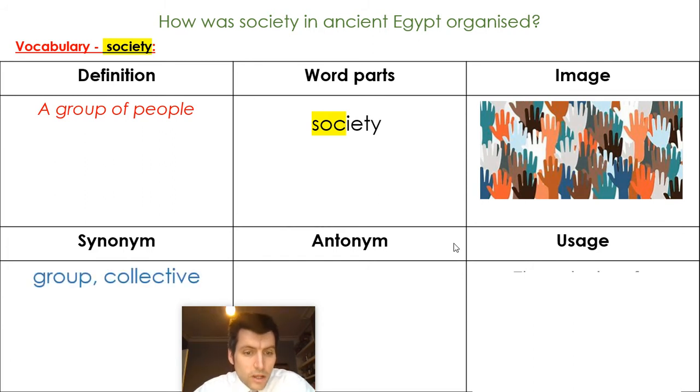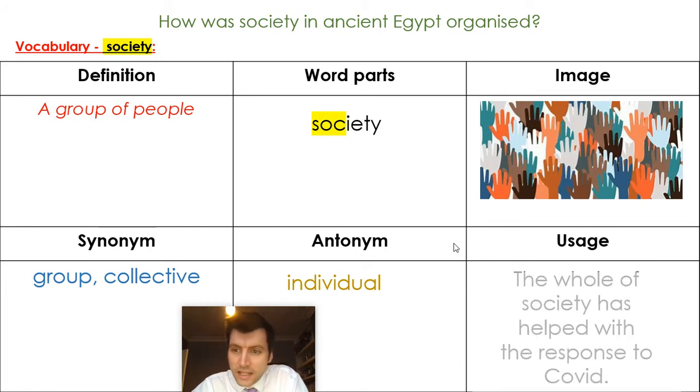So a synonym, a word which means the same as society, might be a word like group or collective. So a group of people are society. An antonym is the opposite. So an individual is the opposite of the society. And then a usage of it.